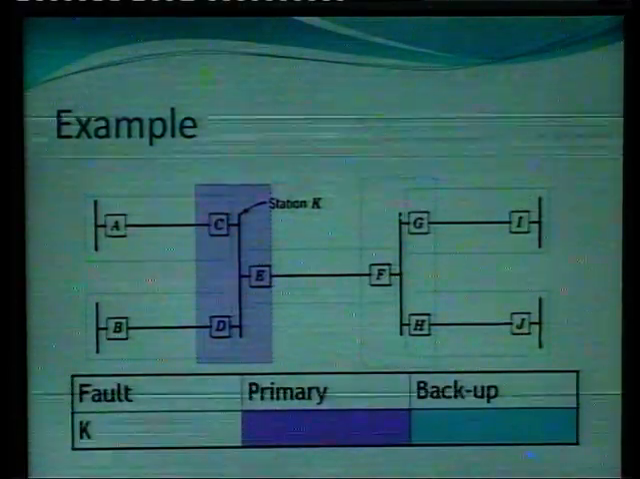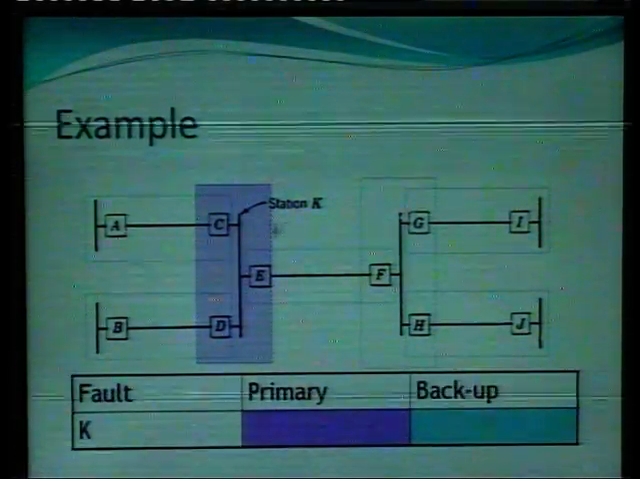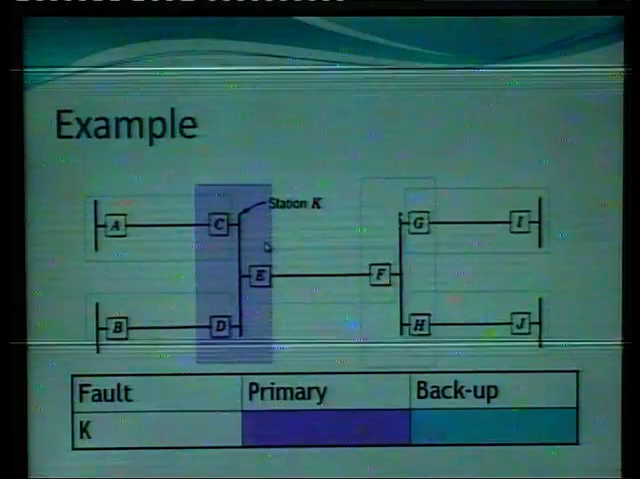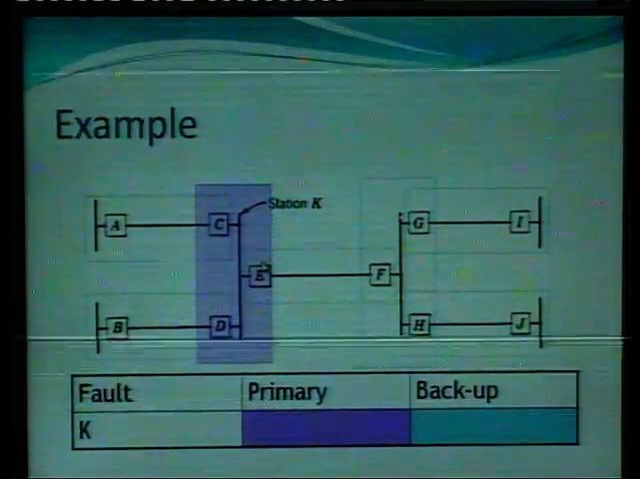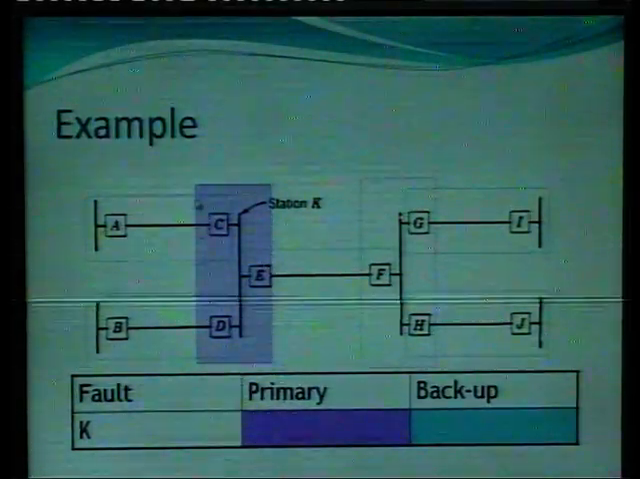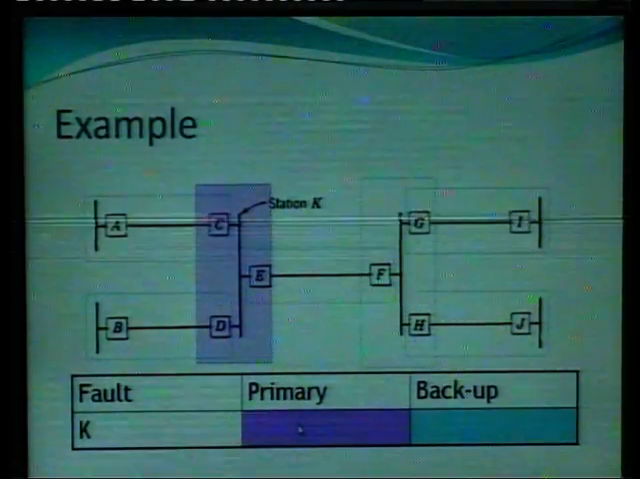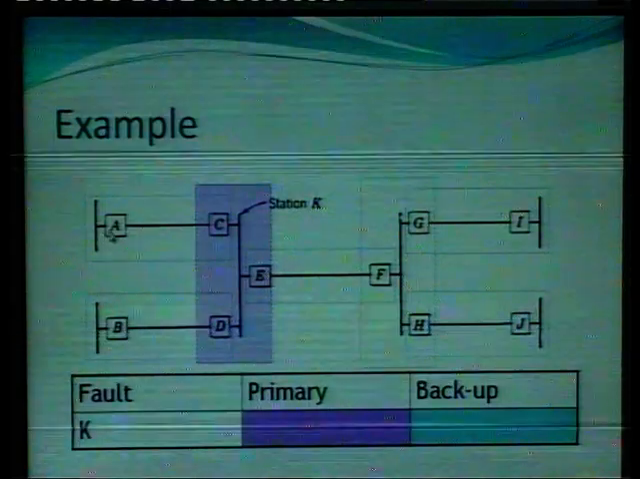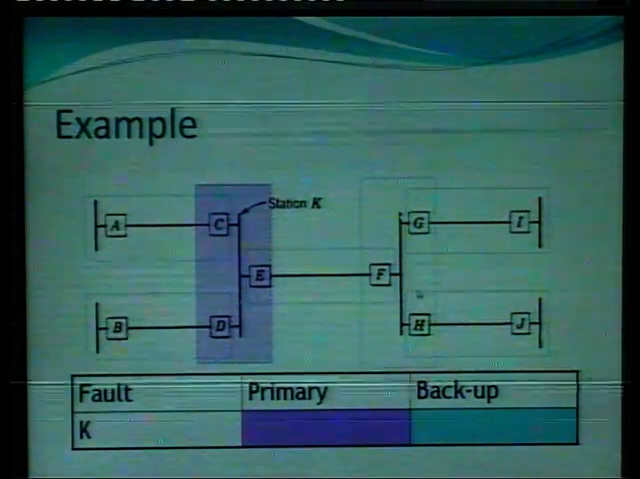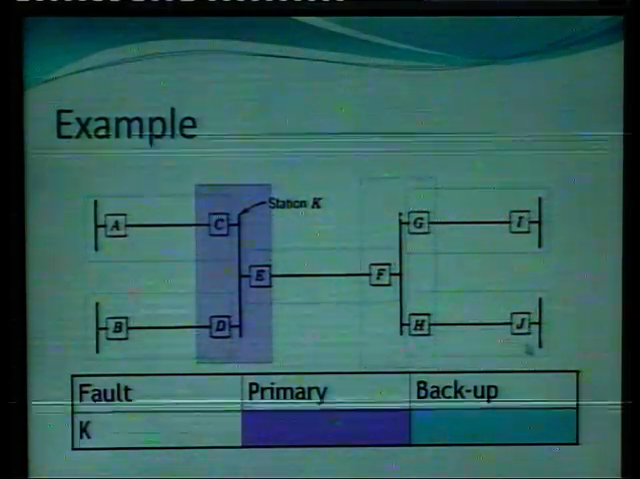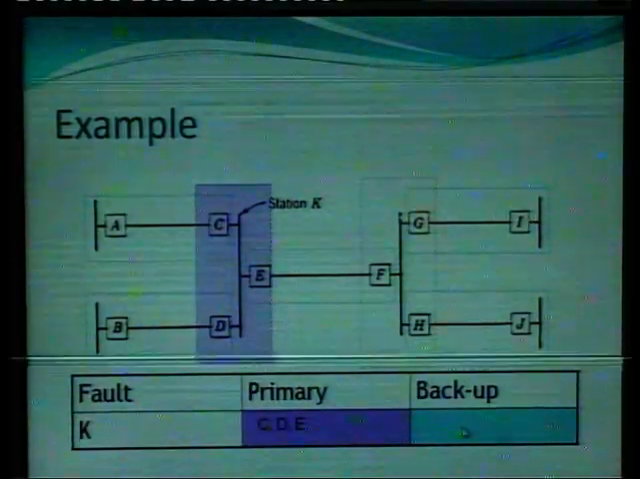Now, for this section station K, which one is the primary protection and which one is the backup protection? Now, see, for this station K, C, D and E will be the primary protection, and all the rest of the breakers A, B, F, G, H, I, J are the backup protection.